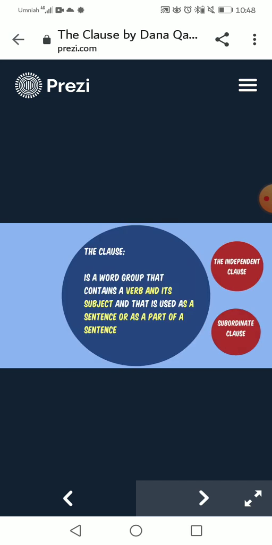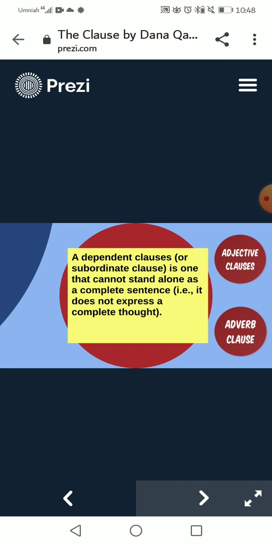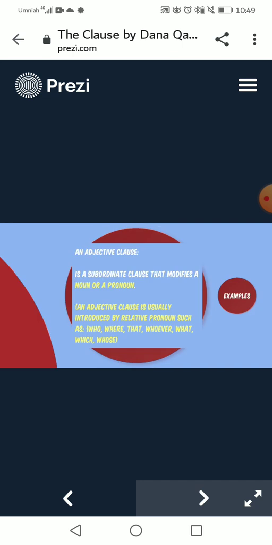Let's do the subordinate clause. Now, a subordinate clause, or what we call a dependent clause, is one that cannot stand alone as a complete sentence. It does not express a complete thought. So it's quite the opposite of independent. A dependent clause cannot stand alone in a sentence. Now, we have two types of dependent clauses, adjective clause and adverb clause. Let's do the adjective one.